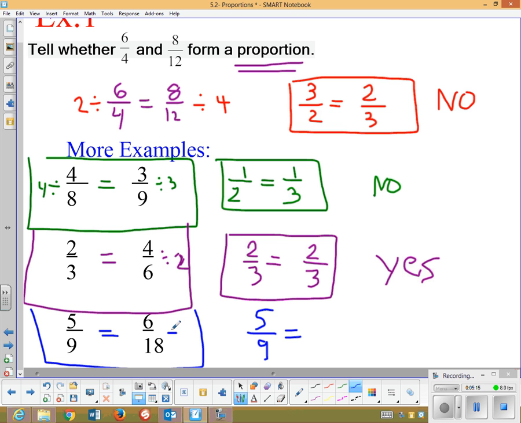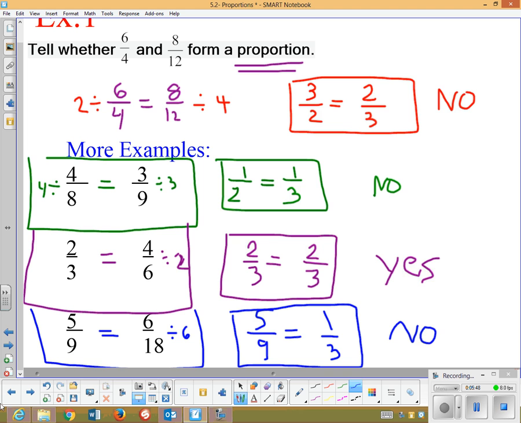So let's take a look. They are not the same here, and they're not the same here. So therefore, this third example is not proportional, or not a proportion. So no, no, yes, yes. Again, a proportion is when you have two ratios, set it up with an equal sign in the middle. But if you want to know if they are proportional, they have to have the same values. This one doesn't, and this is the only one that does. Okay? All right.